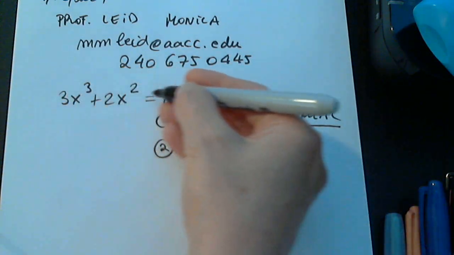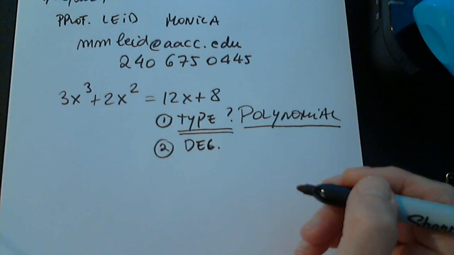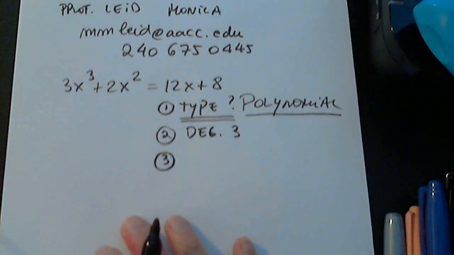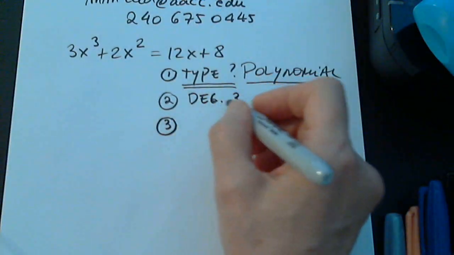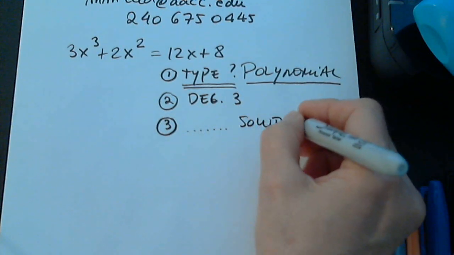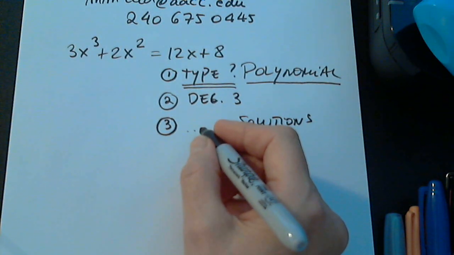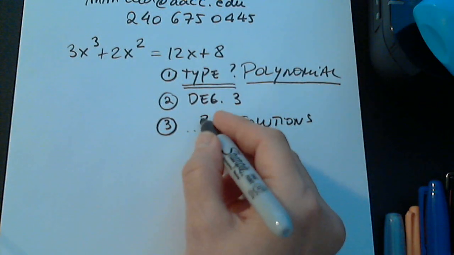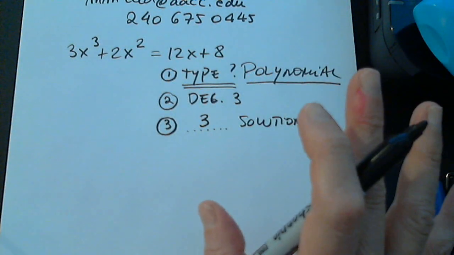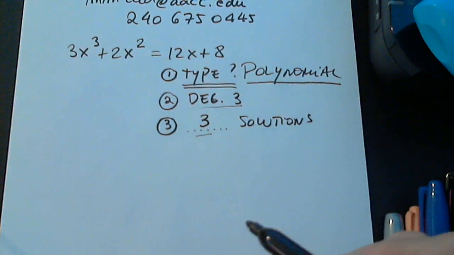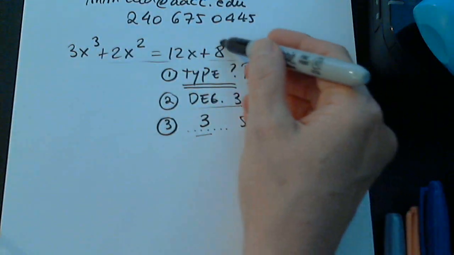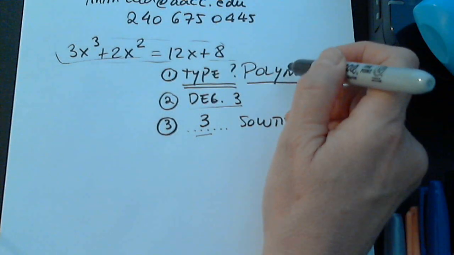Michelle said 3. I agree. Number 3 is, please remember, if it's a polynomial and it has degree 3, we have to find how many solutions? 3. Exactly 3. Degree 15, 15 solutions. Real, imaginary, we don't care. If the degree is 3, we have to find 3 solutions.